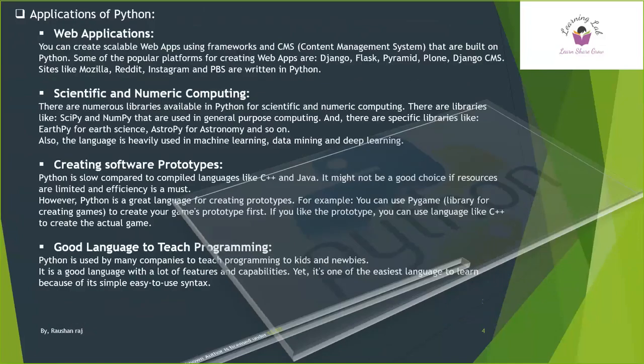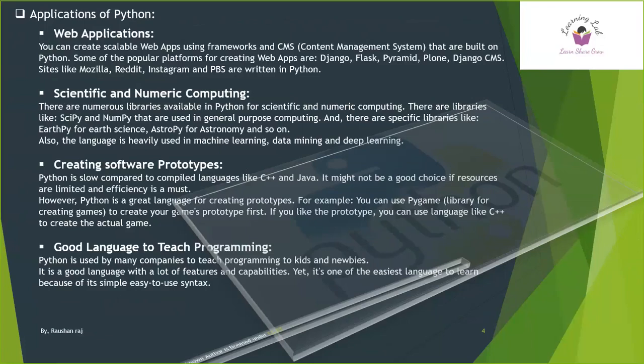Applications of Python, where we are using it nowadays. You can see we are using it for web application development as well, right? We can create any web app using frameworks and content management systems that are built on Python only. Some of the popular platforms for creating web apps are Django, Flask, Pyramid, Plone, Django CMS, and others. So you can see there are Mozilla, Reddit, Instagram, and many more websites which are written in Python only.